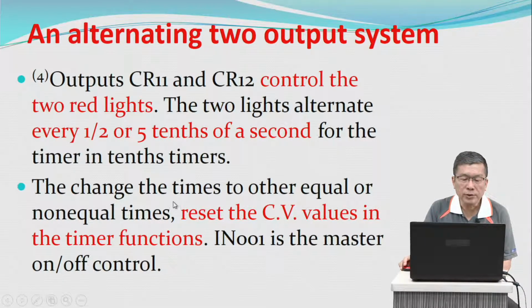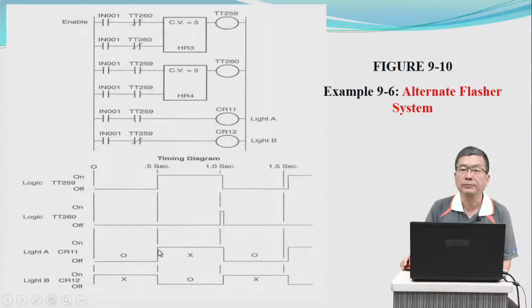To change the times to other equal or non-equal times, reset the control value (CV) values in the timer functions. IN001 is the master on-off control. The picture shows the alternate flasher system. And this is the timing diagram.